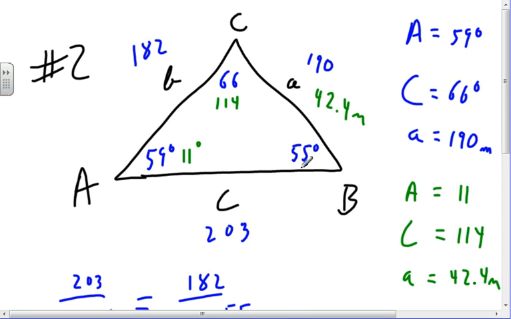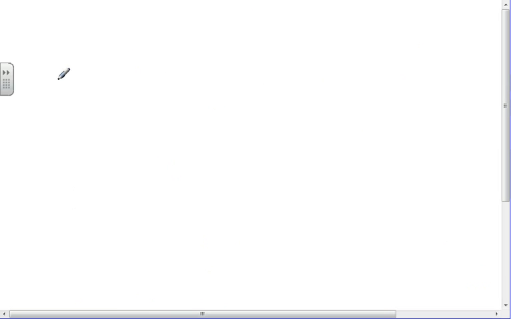Okay, one more, and then we'll go home. We'll look at number 20. No, we won't. Yeah, we will. Yeah, we'll do number 20. Two and 20, that should be good enough.